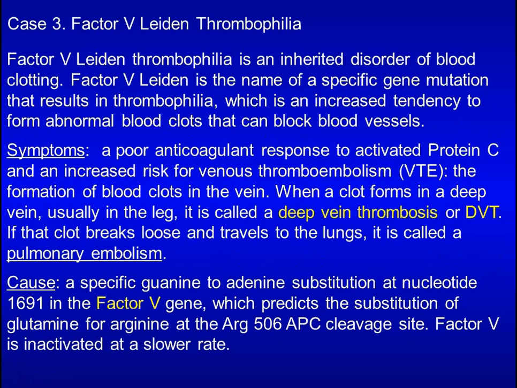Factor V Leiden thrombophilia is caused by a missense mutation in the factor V gene. The mutation causes factor V to be inactivated at a slower rate. Patients with factor V Leiden thrombophilia have a poor anticoagulant response to activated protein C and an increased risk for venous thromboembolism.